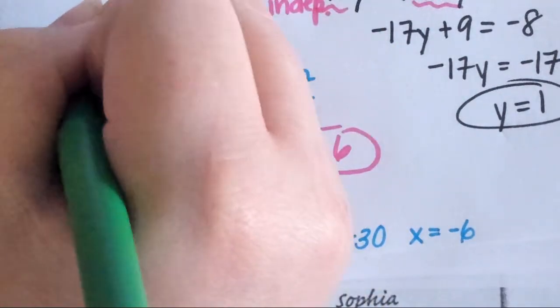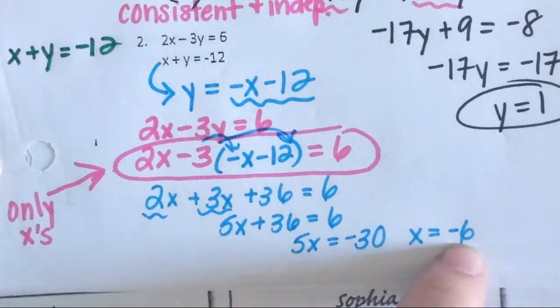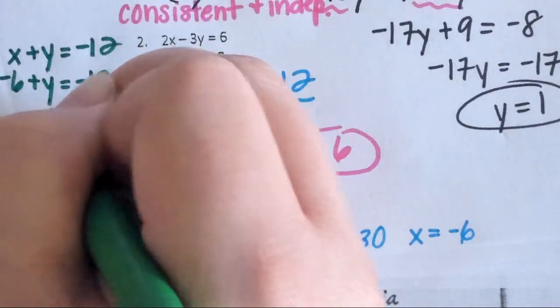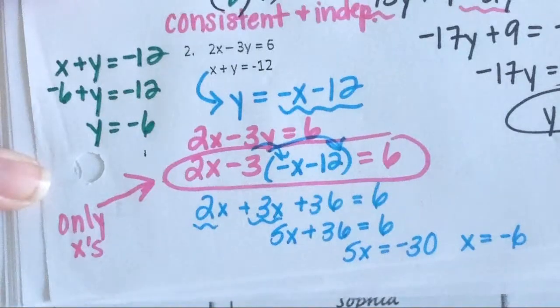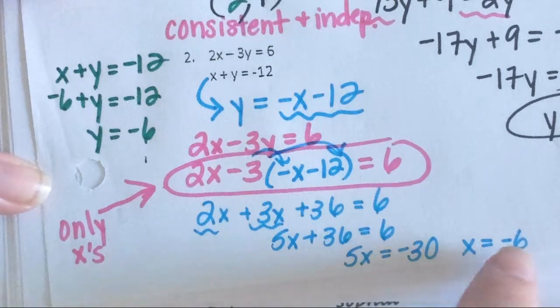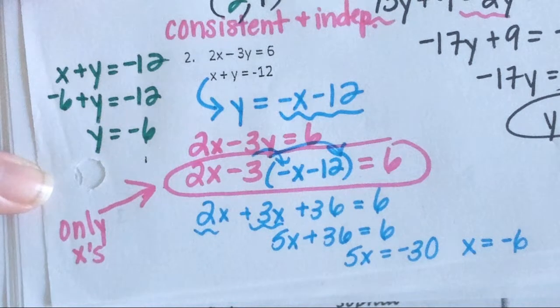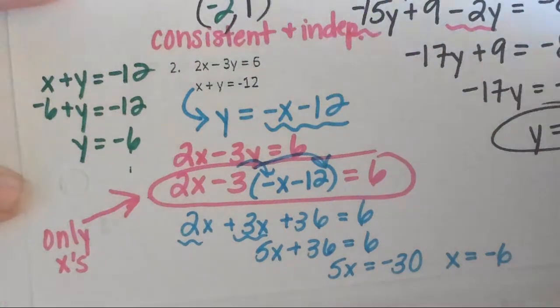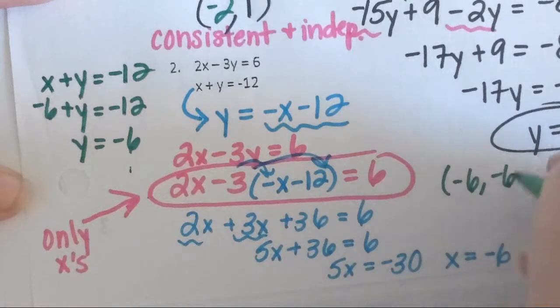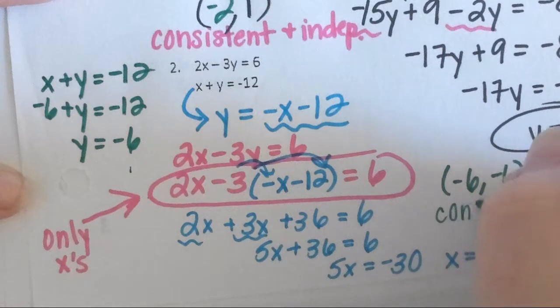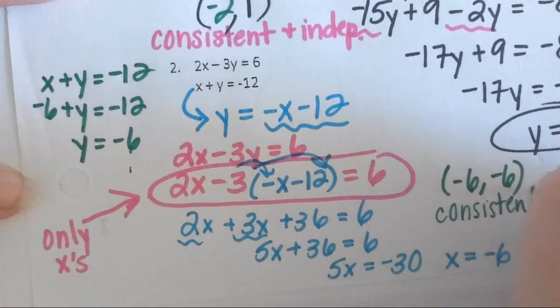X plus y equals -12. X is -6, so I have -6 plus y equals -12. So y equals -6. But again, you don't have to be my twin. Once you get a value for x, it doesn't matter which equation you plug it into. You're going to get the same value for y as me if we've both done our math correctly. Okay, I'm running out of room, so I have to write my answer. It's -6, -6. What vocab terms should I put? Consistent and independent.